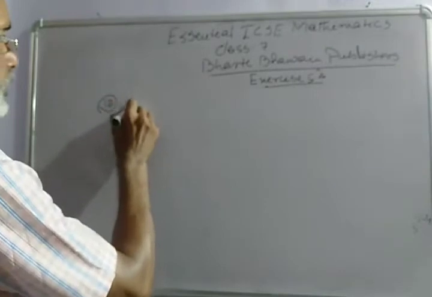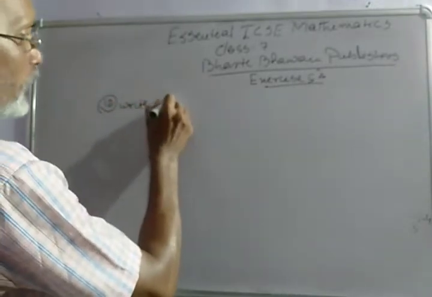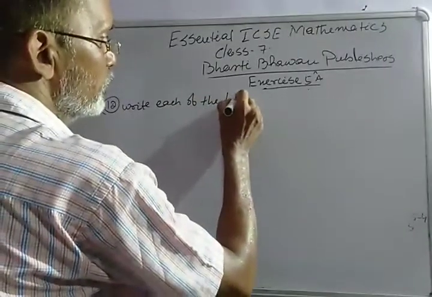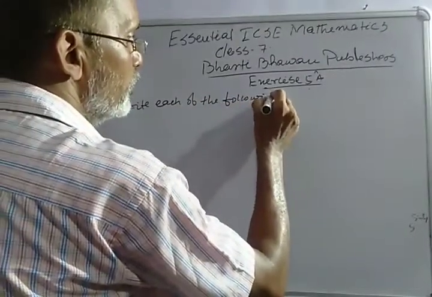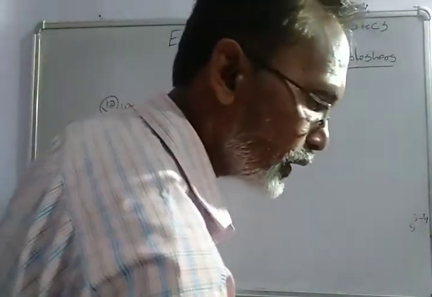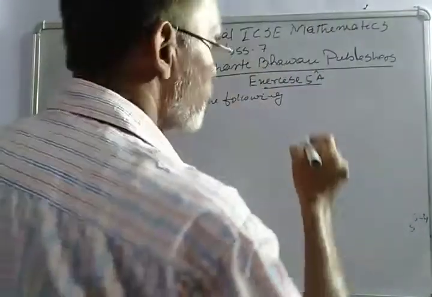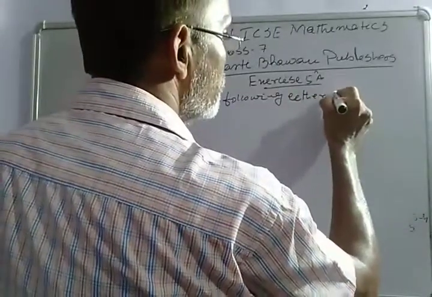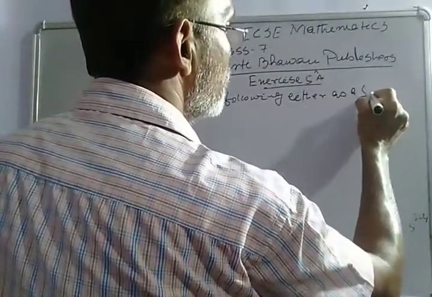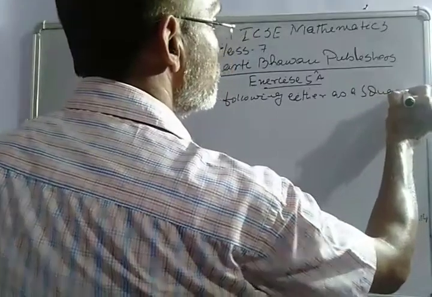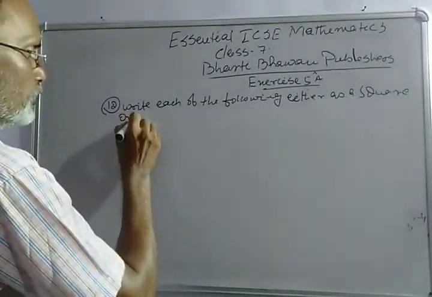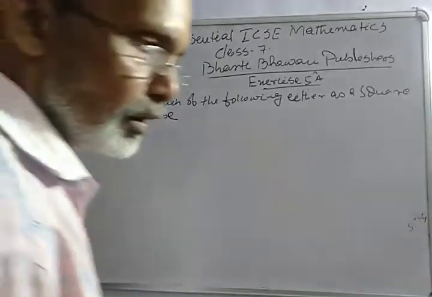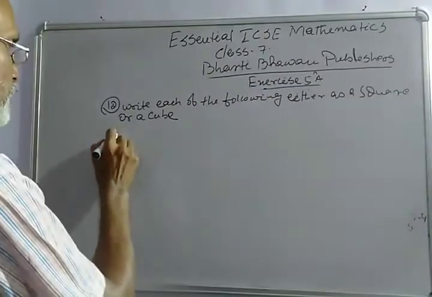Write each of the following either as a square or a cube. Either as a square or a cube. Number 1 bit.